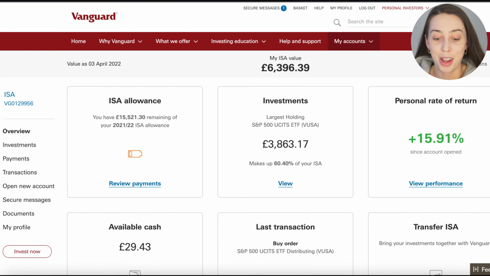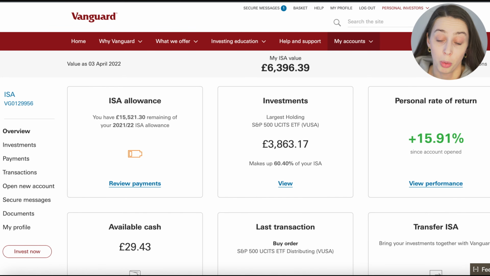I want to simplify things on this portfolio and on my Freetrade portfolio and just move on to the next part of my journey, as cringy as that sounds, knowing exactly what I hold and having a much simpler approach. So here we are on my Vanguard portfolio, on my Vanguard account. Just quickly, you can see I have over £6,000 in here.